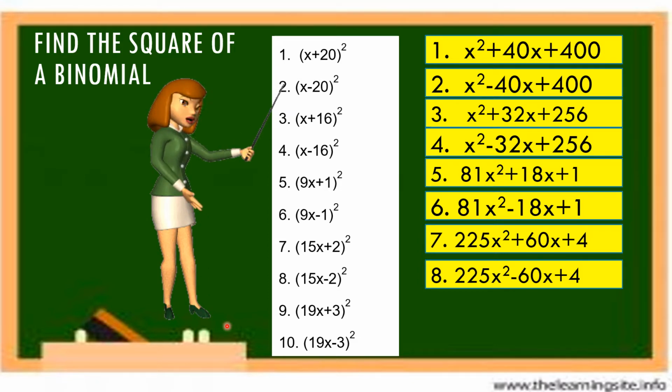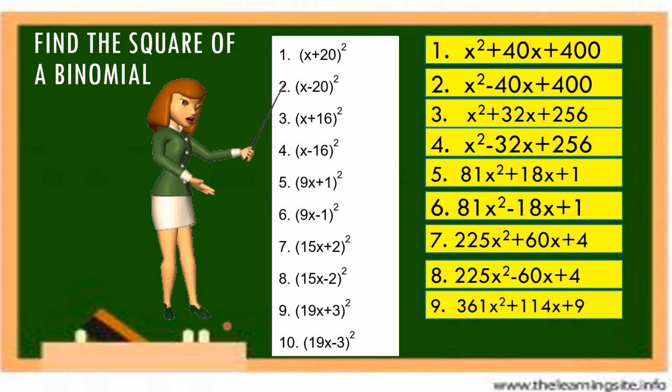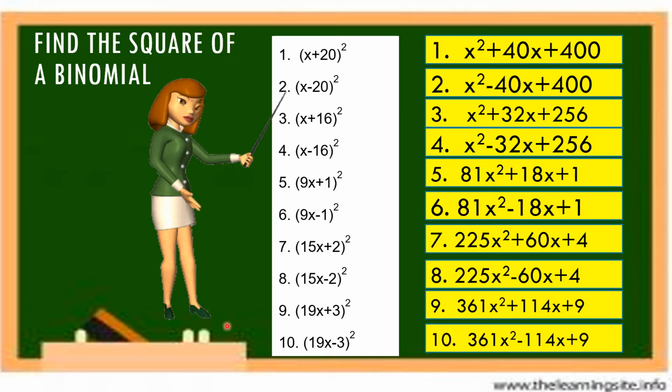For number 9, what is 19 times 19? 19 times 19 is 361. X squared plus 114x plus 9. Last number, 361x squared minus 114x plus 9.